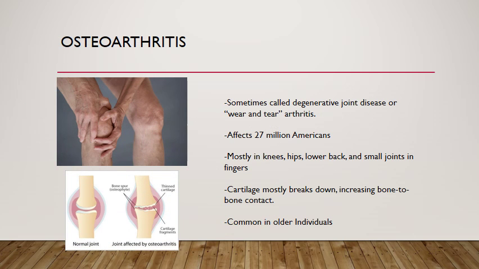For this slide, I'll be talking more about a certain musculoskeletal disorder known as osteoarthritis, which is sometimes called wear and tear arthritis. This form of musculoskeletal disorder affects quite a number of Americans, as it affects 27 million of them. Osteoarthritis is the breakdown of cartilage in certain parts of your body, such as your knees, hips, lower back, and small joints in your fingers. As the cartilage continues to break down, it increases bone-to-bone contact. Bone-to-bone contact causes severe pain to the point where the individual does not want to move that part of the body, and therefore is forced to not participate in certain activities in their daily lives.